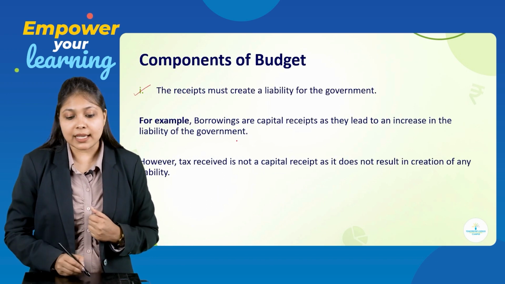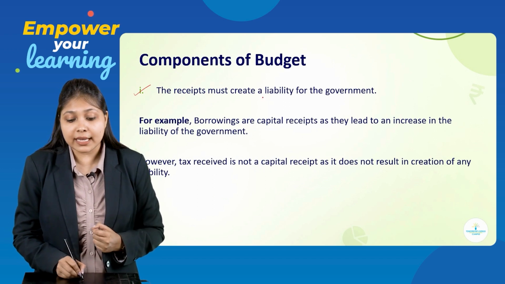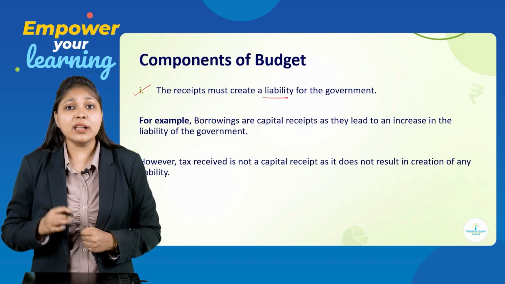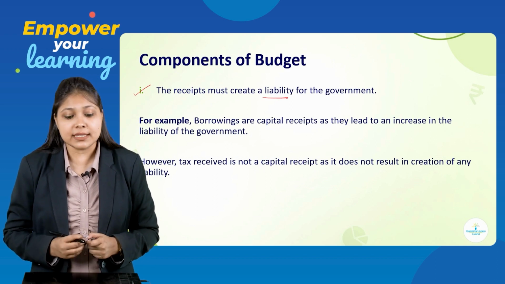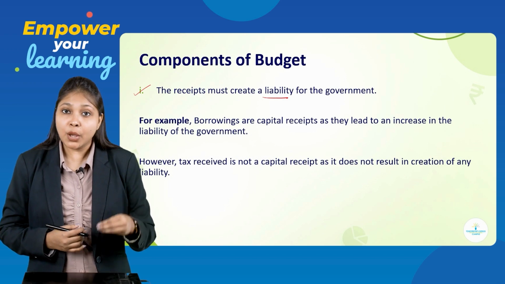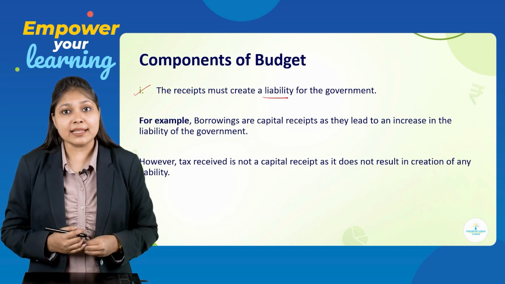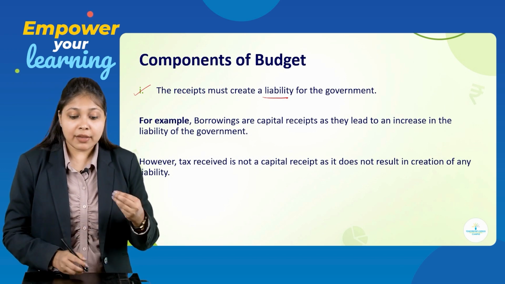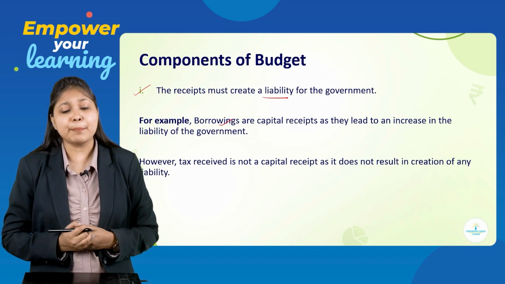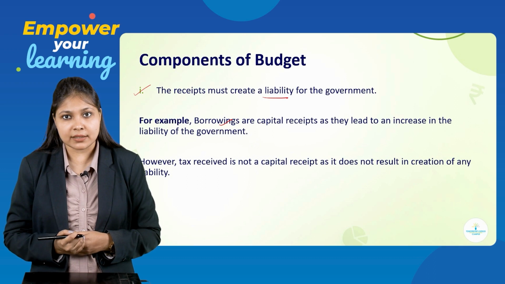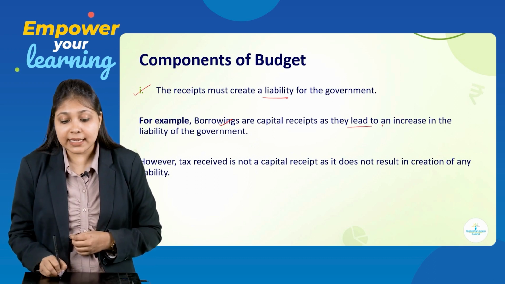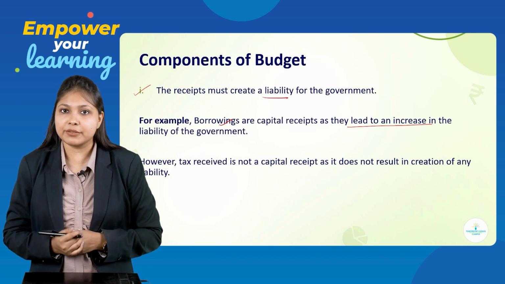First condition says the receipt must create a liability for the government. So, to call any receipt a capital receipt, it should create a liability for the government. Only then will that receipt be called a capital receipt. For example, borrowings. Borrowings are the best example of capital receipt. Borrowings are capital receipts as they lead to an increase in the liability of the government.